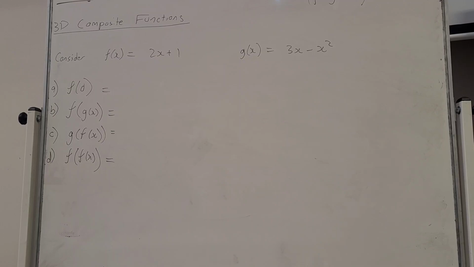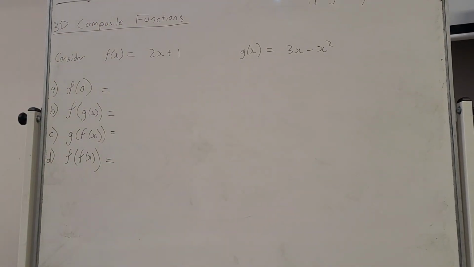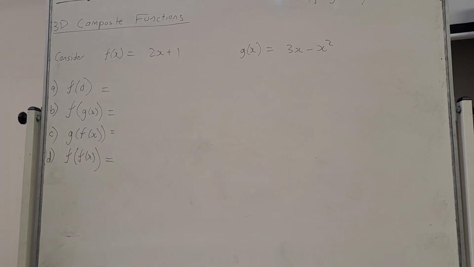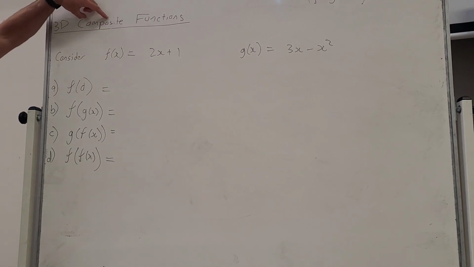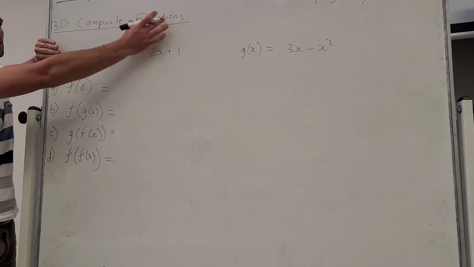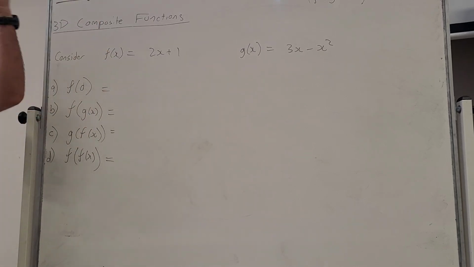Get you chuck your pens down and just watch, and then I'll leave it up and you can copy it in your own time if you would like it. So composite functions, this word gives it away. Composite, composed of. This means we have functions that are composed of, they're made up of other functions.